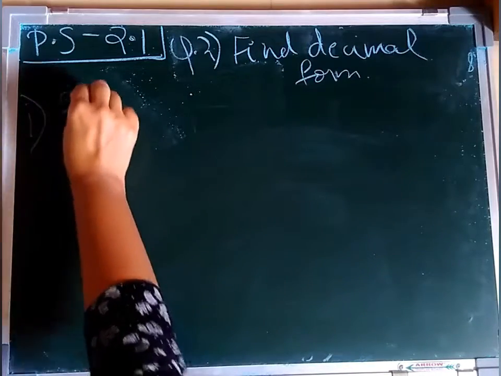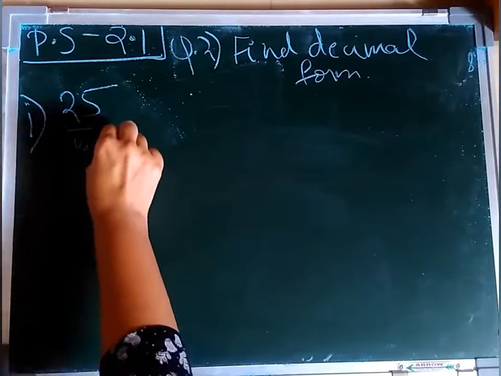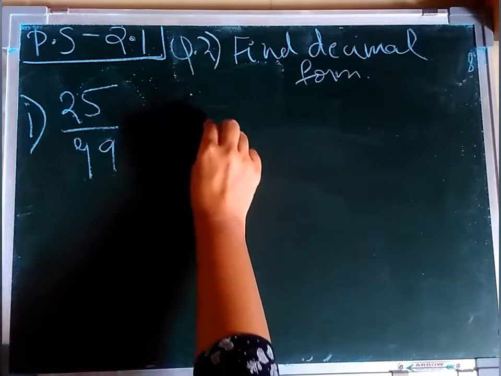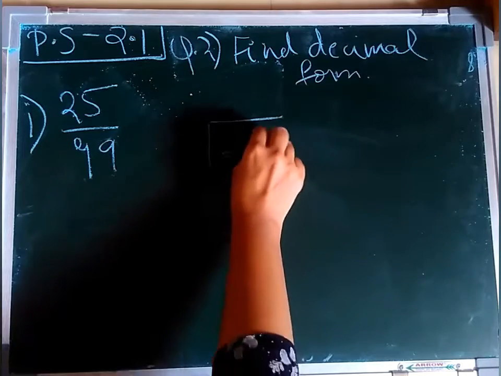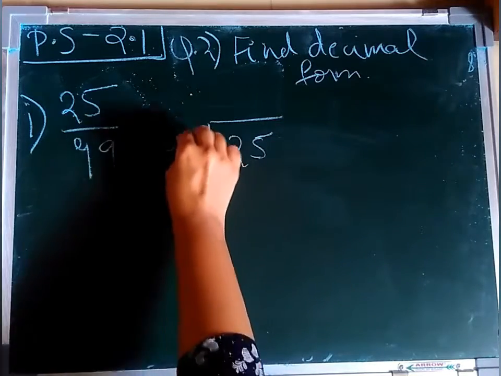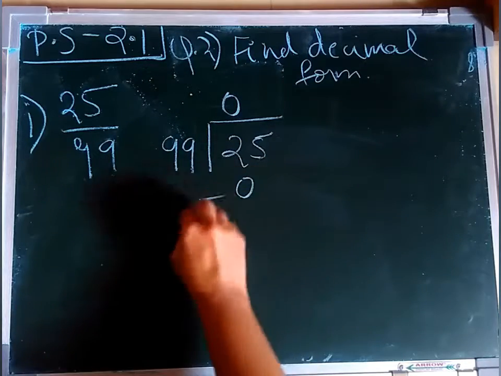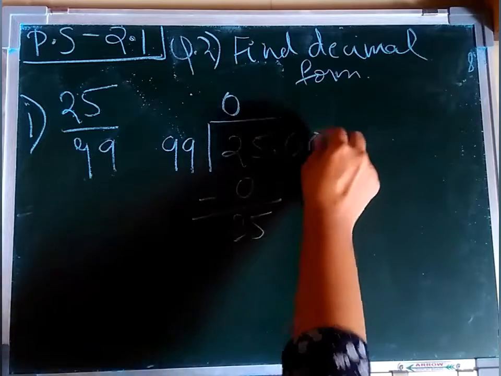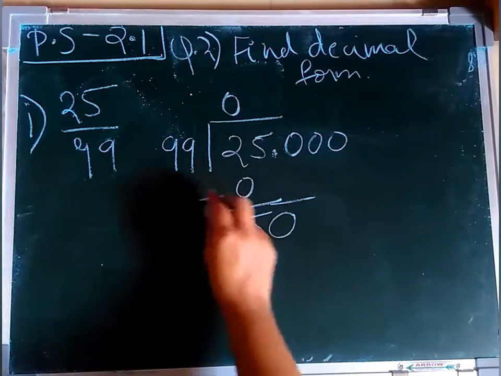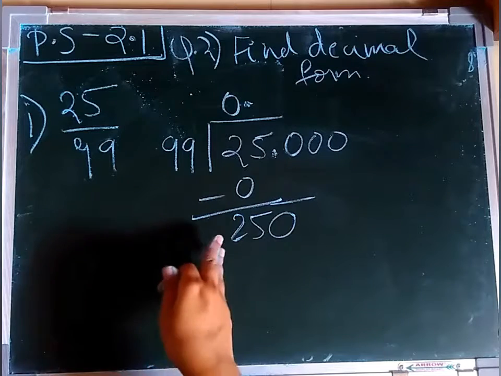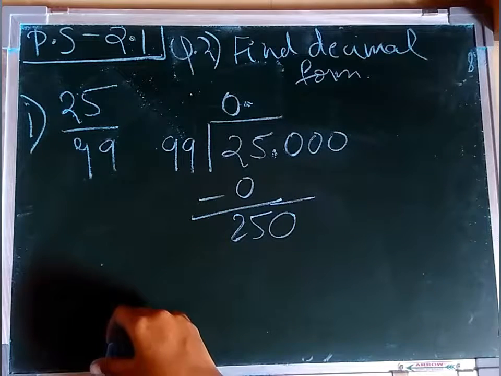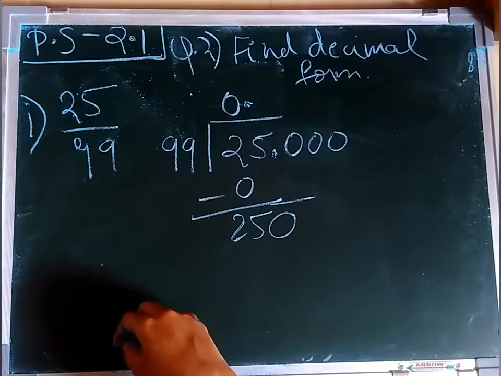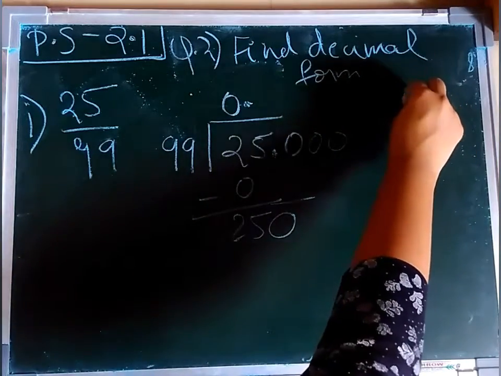That is 25 upon 99. Here also I introduce a decimal point. Now 99 into 2 will be what? 99 into 1 is not enough, 2 maybe. Let's write the table over here.